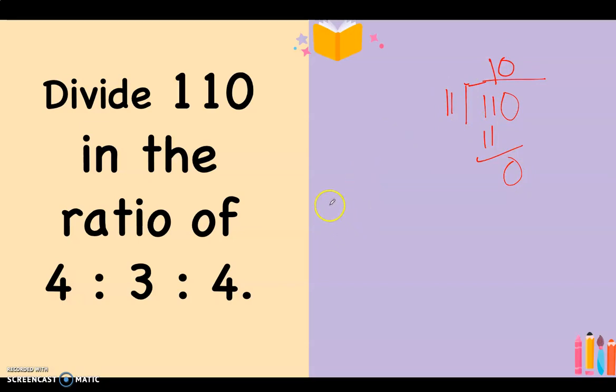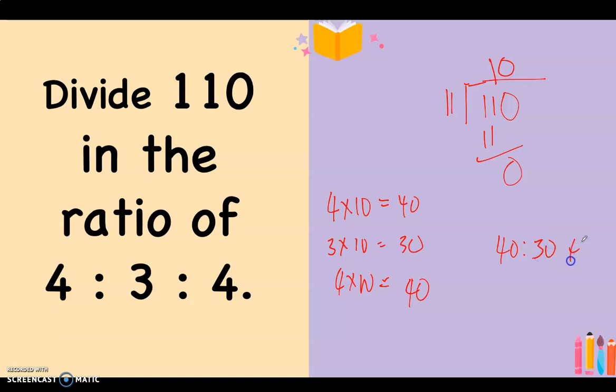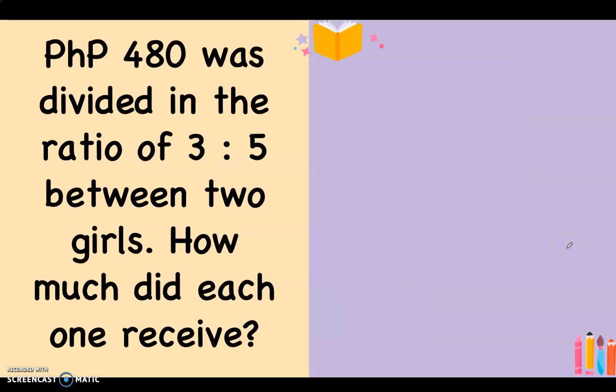This time, we can now multiply each term to the answer. So we have 4 times 10, that is 40. We have 3 times 10, that is 30. And 4 times 10 again is 40. So we can write it as 40:30:40. Okay, let's check if the total is 110. So this is 70 plus 40, it's 110. So it's correct.